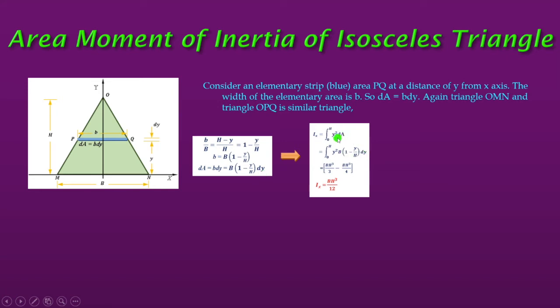Now our variable is y. So what is the variation of y? From here y equals 0, and here y equals capital H. So the limit of this integration is 0 to capital H. Integrate and simplify, and we get Ix equals bh cube by 12. Ix means about the x-axis, the area moment of inertia equals bh cube by 12. Again, b indicates the dimension parallel to the axis and h indicates the dimension perpendicular to the axis.